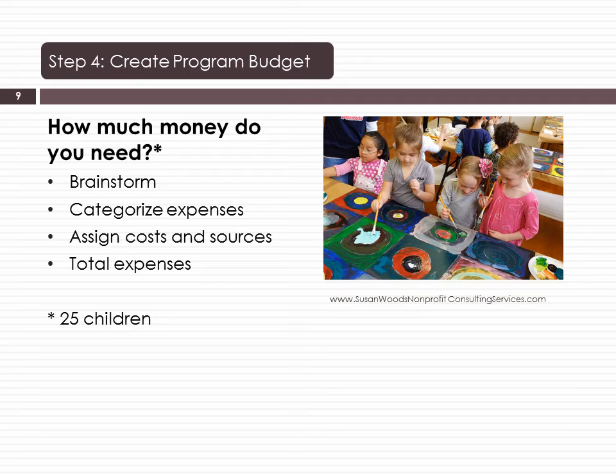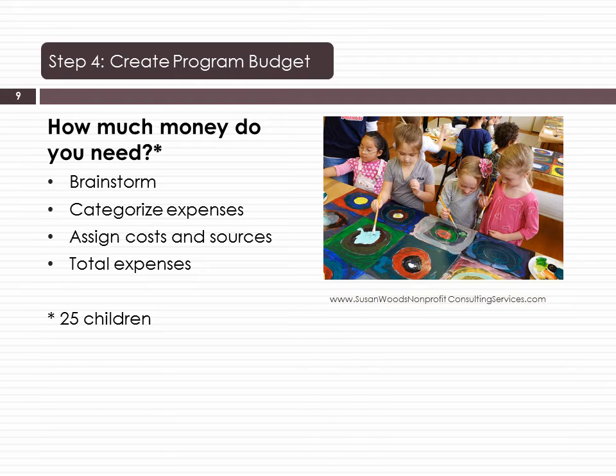The first thing you do is brainstorm. You just sit down, relax, have a cup of coffee, take out your notepad, and just brainstorm and write down everything you would need to operate an art class for fifth grade students. Everything you need. You just brainstorm and just write everything down.